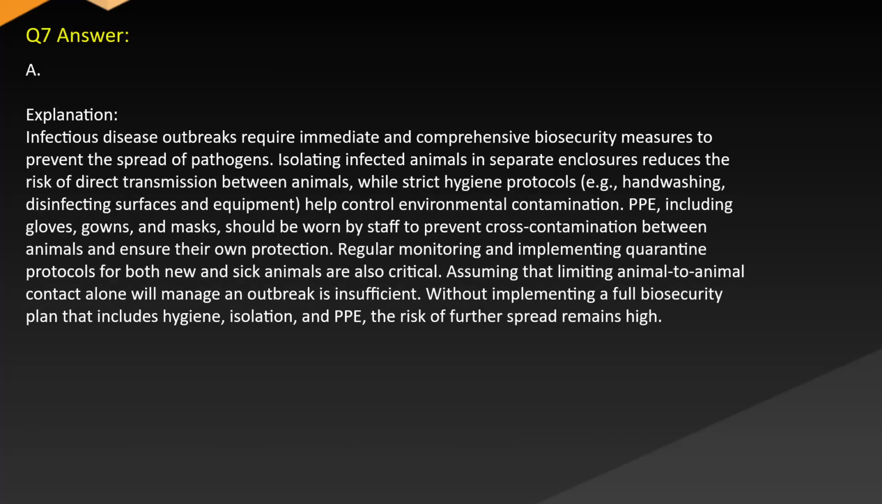Answer A. Explanation. Infectious disease outbreaks require immediate and comprehensive biosecurity measures to prevent the spread of pathogens. Isolating infected animals in separate enclosures reduces the risk of direct transmission between animals, while strict hygiene protocols, e.g., hand washing, disinfecting surfaces and equipment, help control environmental contamination. PPE, including gloves, gowns, and masks, should be worn by staff to prevent cross-contamination between animals and ensure their own protection. Regular monitoring and implementing quarantine protocols for both new and sick animals are also critical.